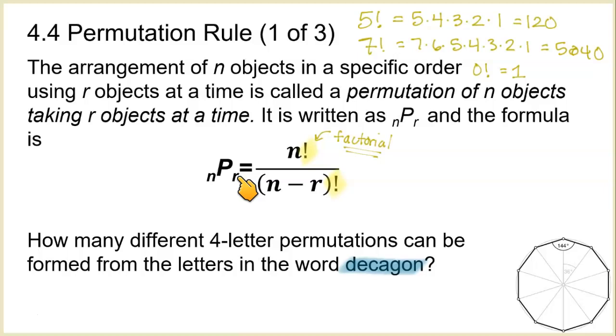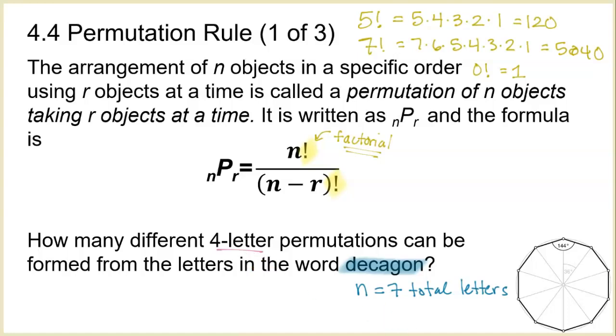this formula. So for an example, it says how many 4-letter permutations can be formed from the letters in the word decagon. We first think about how many objects or events there are that we have to choose from, and the word decagon has 7 different letters that we can choose from. And from that 7, we really only want 4 letters. So that represents our R, because we are choosing 4 of these letters to form a new word.